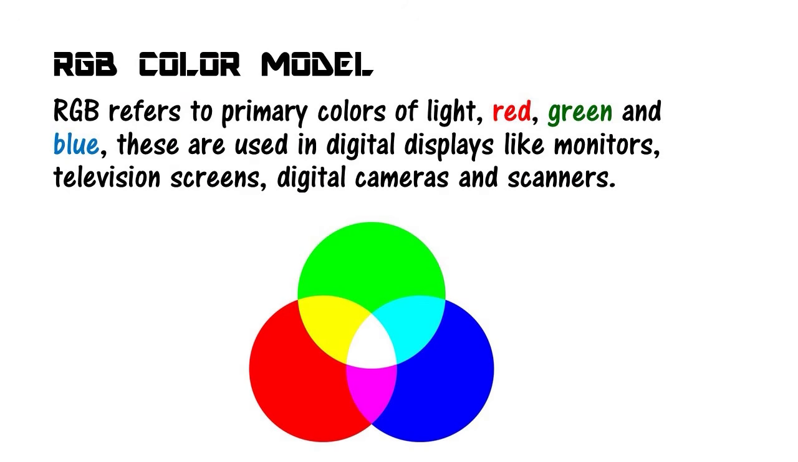Next we have the RGB color model. RGB stands for red, green and blue. These are used in digital displays like monitors, television screens, digital cameras and scanners, etc. Whatever digital displays we have, we always use the RGB color model. And it is not used in print media, because whenever we print the RGB color model on a printer, we don't get the same colors which we see on a display. They are a little bit different.